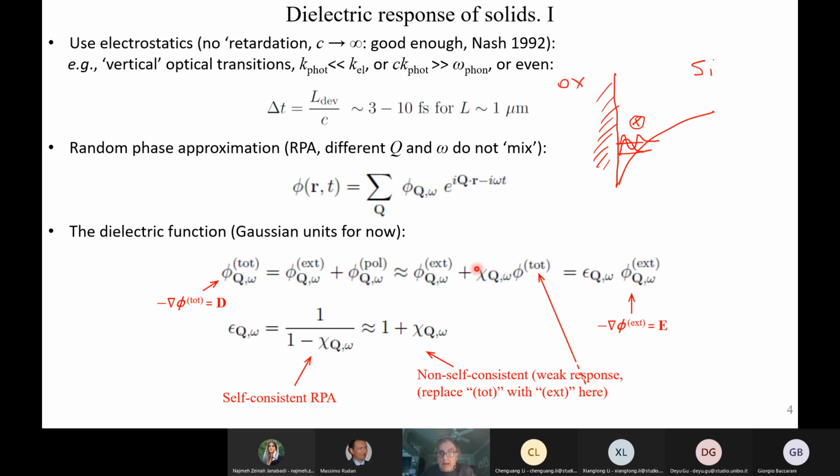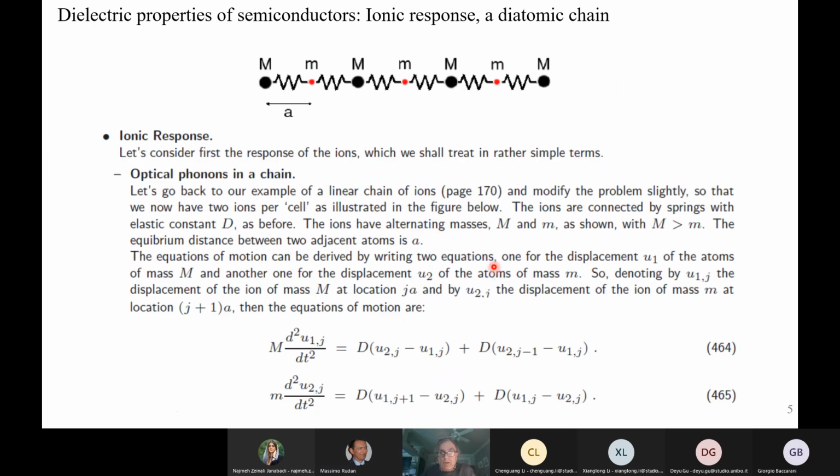Now, this chi is due to two effects. Ions can polarize and electrons can polarize. So we separated the two things, and the first thing that we looked at was the ionic response. We took a hint from something that we had already seen before, so this is the third time that I'm showing you this slide of a linear chain. We consider this linear chain and look at the phonons, so the eigenmodes of this system.